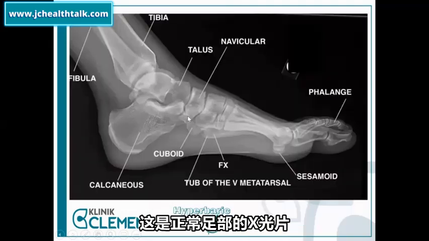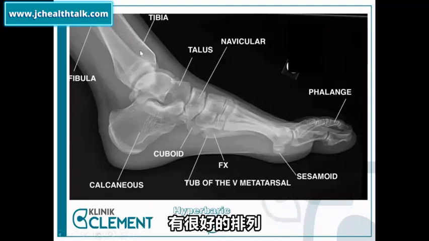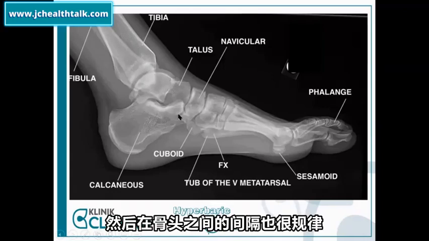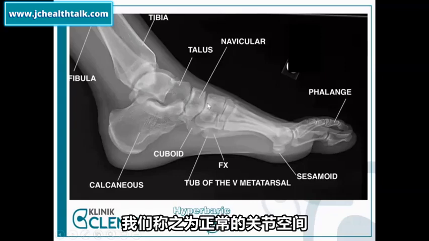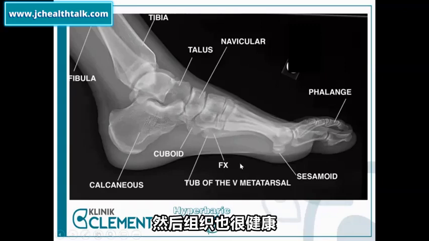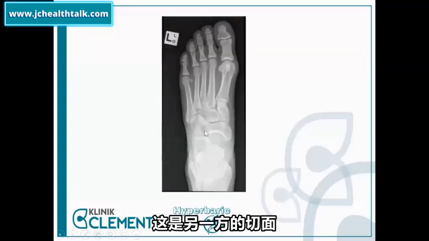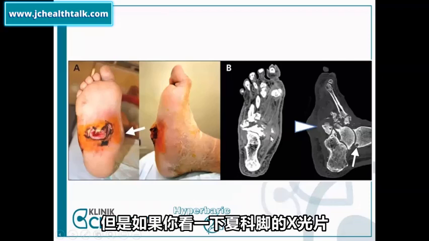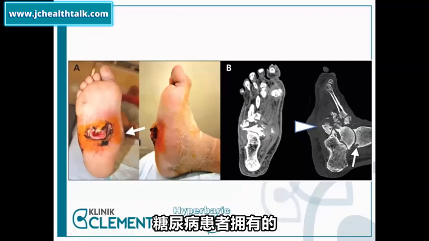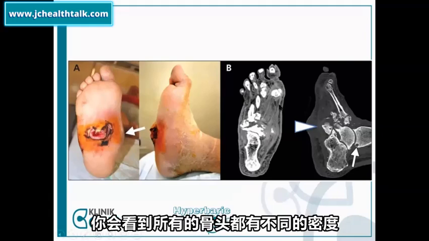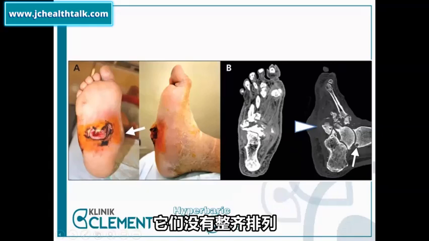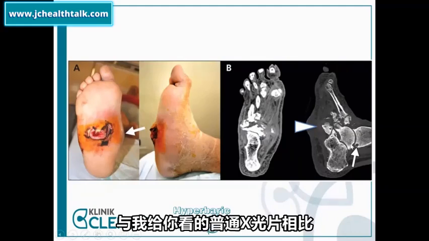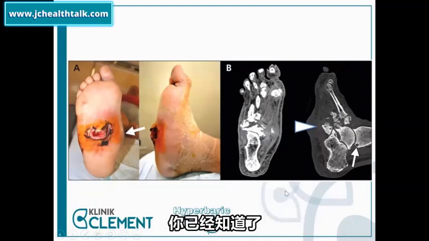This is a normal x-ray of the foot, and if you look at the bones, they are very nicely aligned. The densities are very even. The gaps in between the bones are also quite regular. We call it a normal joint space, and then the tissue also is very healthy. And this is the other view. But if you look at the x-ray of the Charcot foot possessed by the diabetic person, you will see all the bones have different density. They are not nicely aligned. They are fractured, and then they heal, and then they are very messy. Just look at it compared to the normal x-ray that I showed you, you know already.